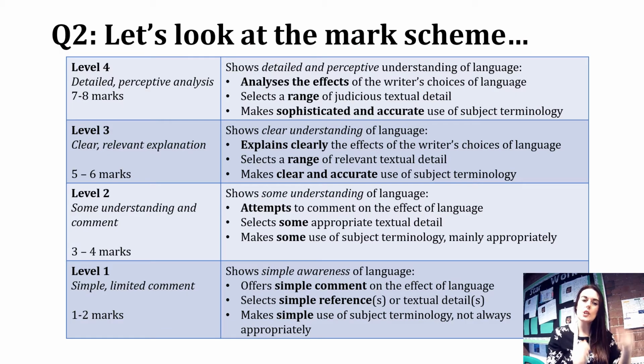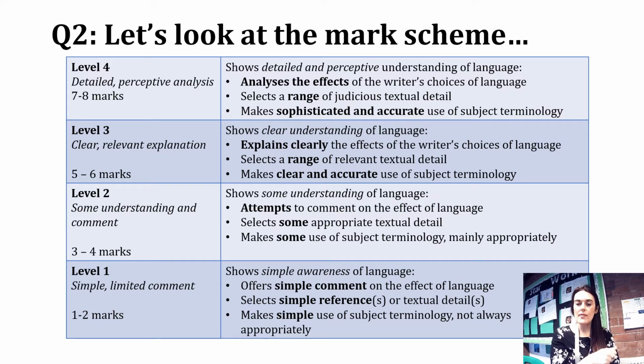Okay, so let's have a look at the top band there, because most of us should be between level 3 and level 4. The top band says that the answer to get 7 to 8 is a detailed and perceptive understanding of language. To get that, you have to look really closely at the quote and say very, very clearly what you think the author was trying to do. Using vague statements like it makes the reader feel sorry for Ruby, or it makes the reader feel worried for Ruby, is quite vague.